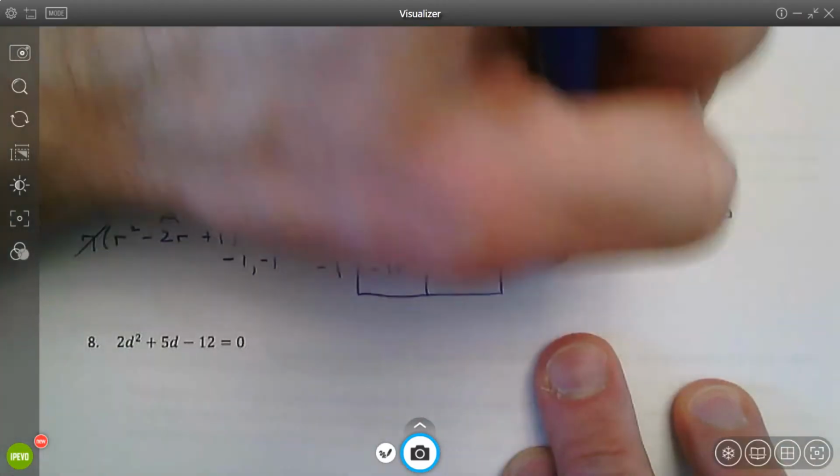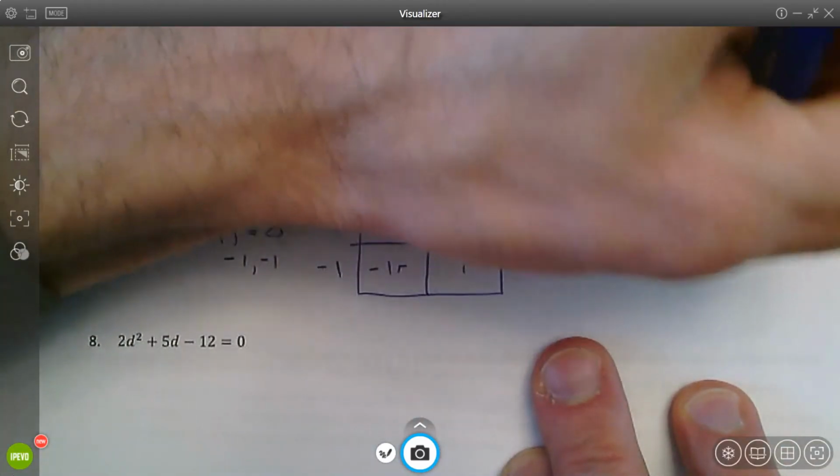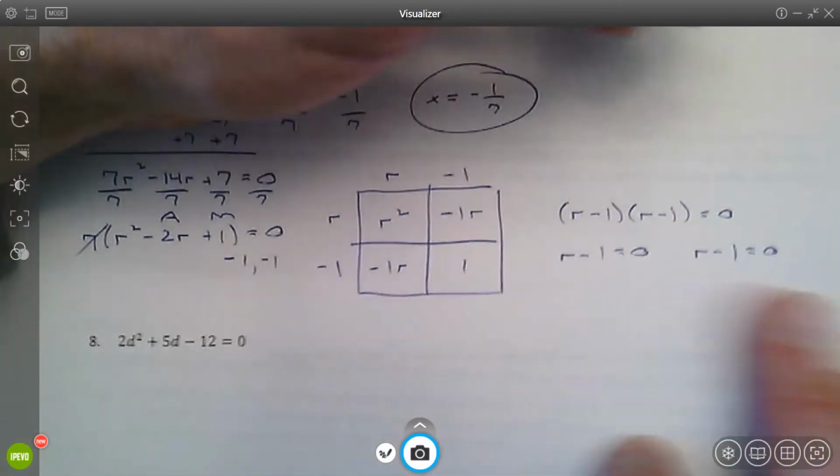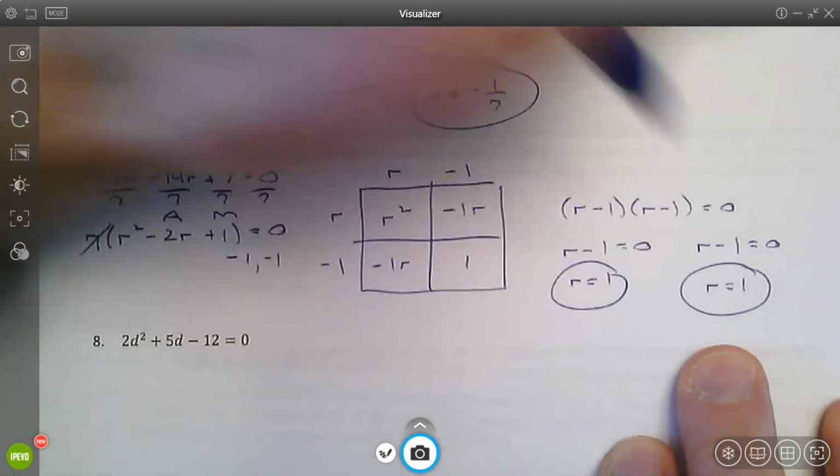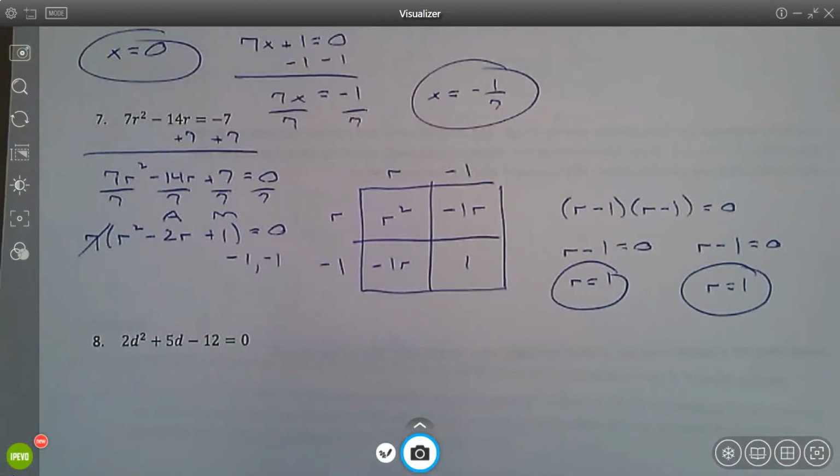Zero product property says that each factor is equal to 0. If I add 1, r is equal to 1 or r is equal to 1. So I get the same solution twice here.